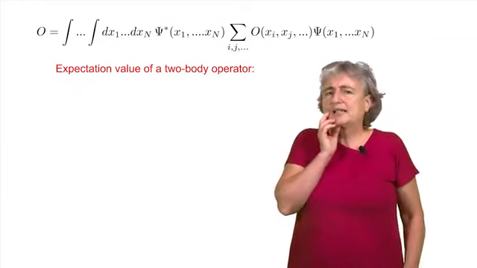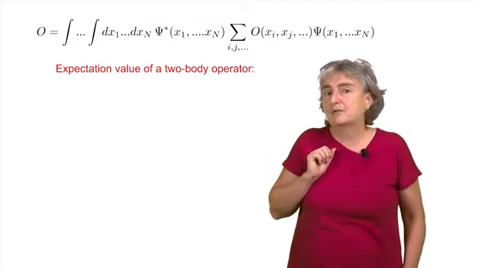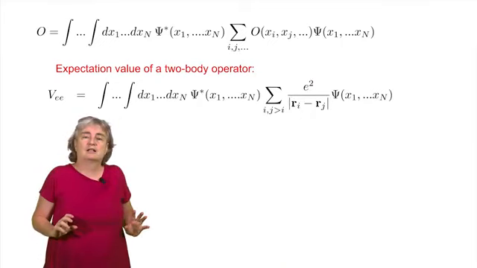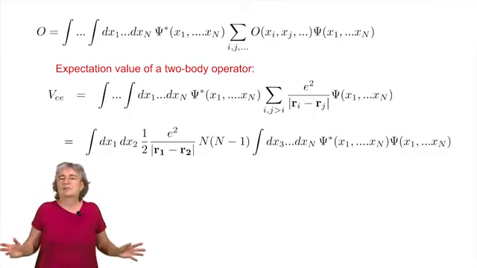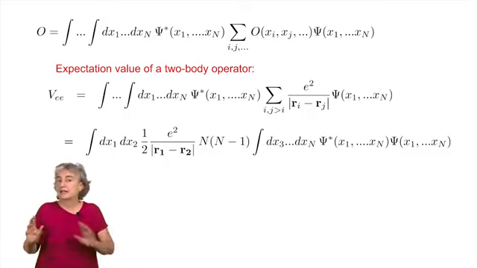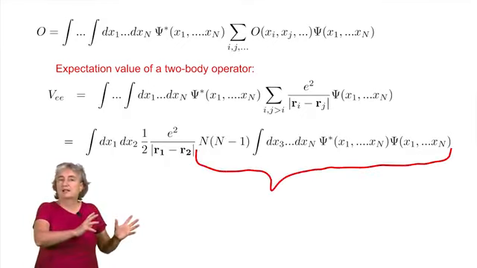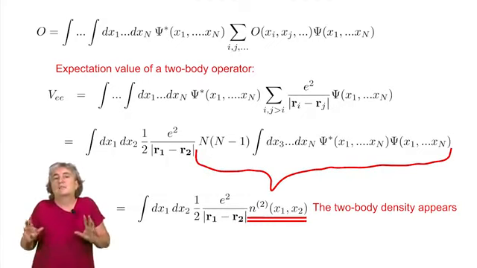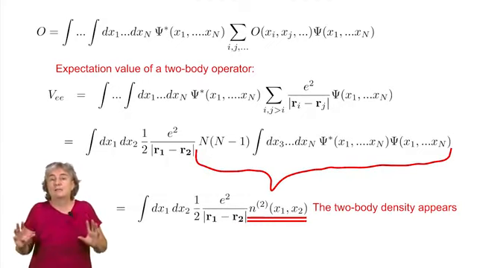But what about the expectation value of a two-body operator? For example, the Coulomb interaction energy. I can do the same tricks as before. And now, out of the integral comes the two-body density, which is still much simpler than the full many-body wave function.